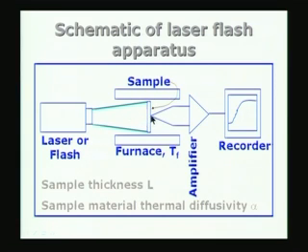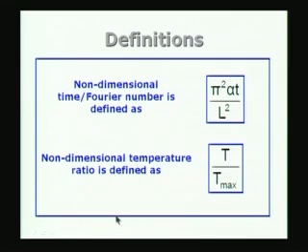So what I will do is look at the amplified signal from the back of the sample, and the pattern of this is going to give me the thermal diffusivity, as you will see from the next slide. Before we do that, we will introduce two quantities. One is the non-dimensional time, also referred to as the Fourier number, which is given by pi squared alpha, the thermal diffusivity, multiplied by time, divided by the square of the thickness L of the sample. And the non-dimensional temperature I am going to define as the temperature divided by the maximum temperature recorded from the back surface of the sample.